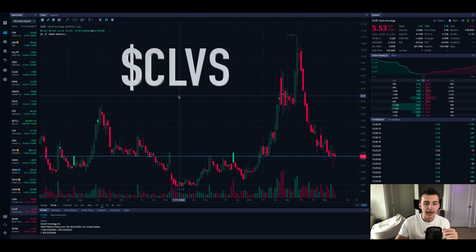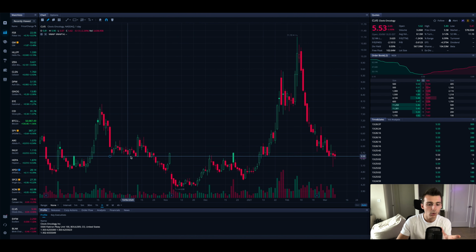And why did I do that? Well, because I'm noticing a pattern here. I'm noticing a trend that when the stock is above this line, it seems to hold this $5.50 area as support. When the stock is below this line, it seems to have that $5.50 as resistance.